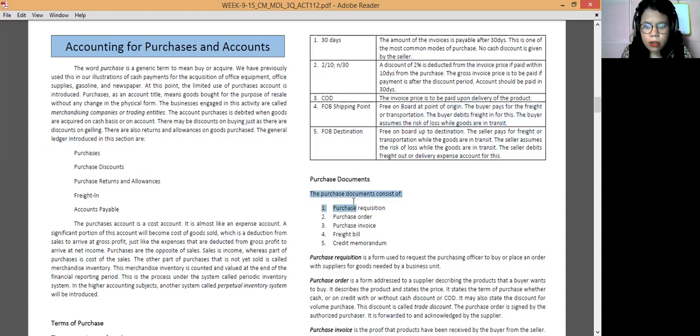So, next is mga purchase documents na kailangan natin. The purchase documents consist of purchase requisition, purchase order, purchase invoice, freight bill if ever na meron, then credit memorandum. Kasi minsan, si supplier, meron siyang free delivery pag for example, naka-worth 10,000 ka. So, free delivery na yun. Pero yung may mga supplier na wala, nagpapabayad pa rin talaga sila ng charge.